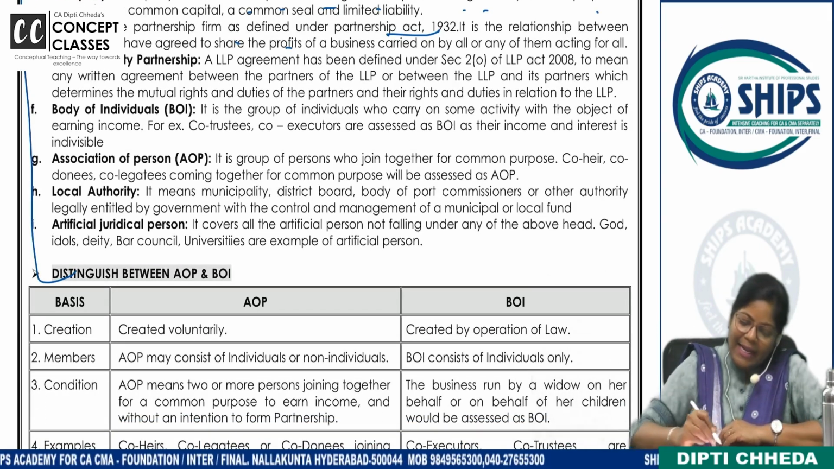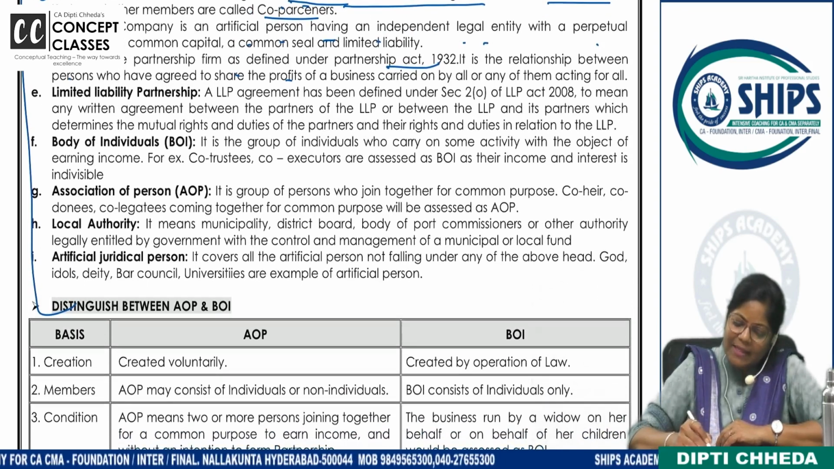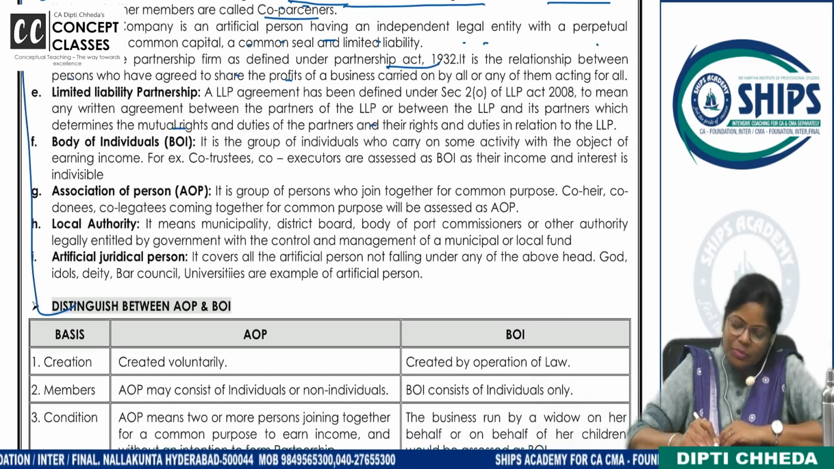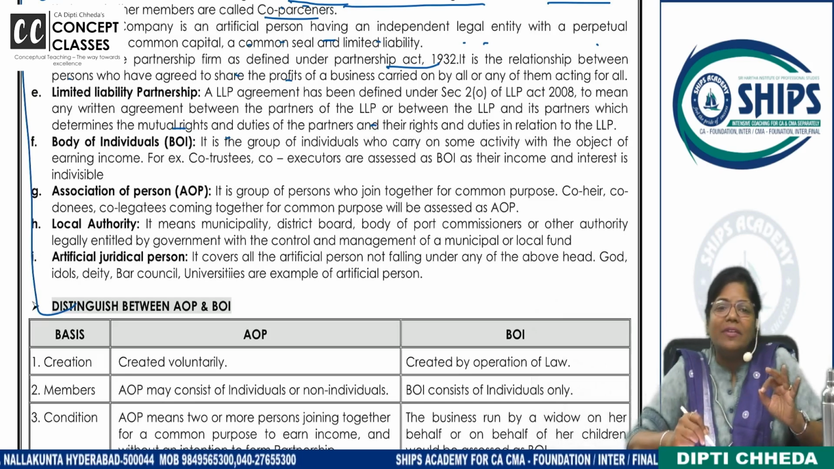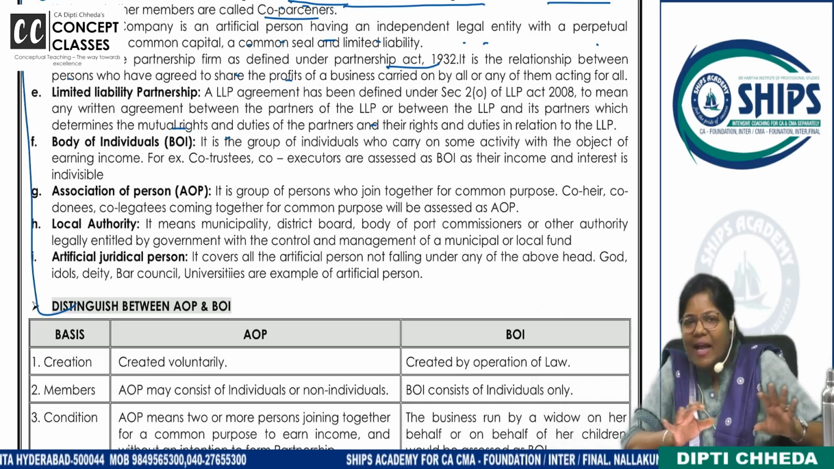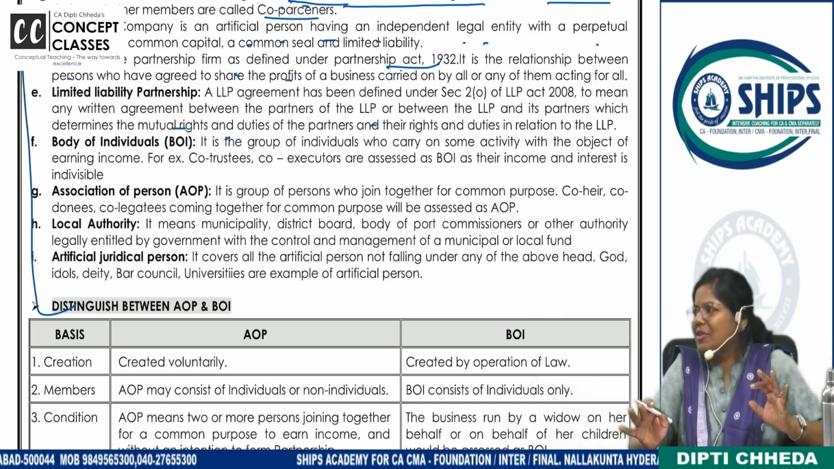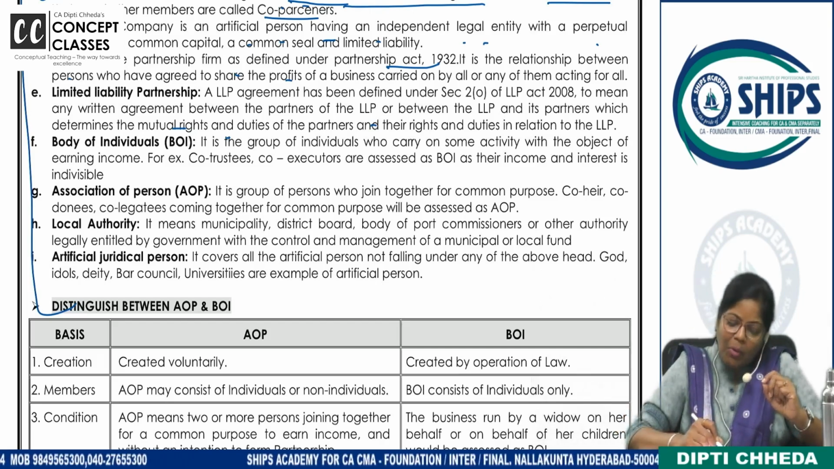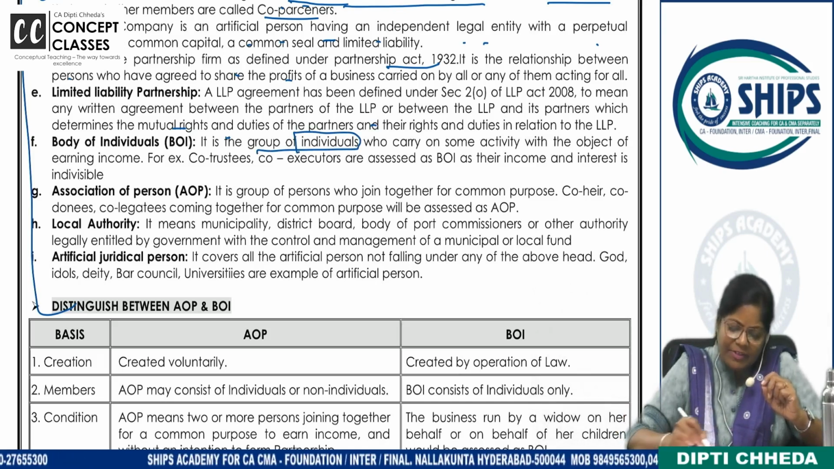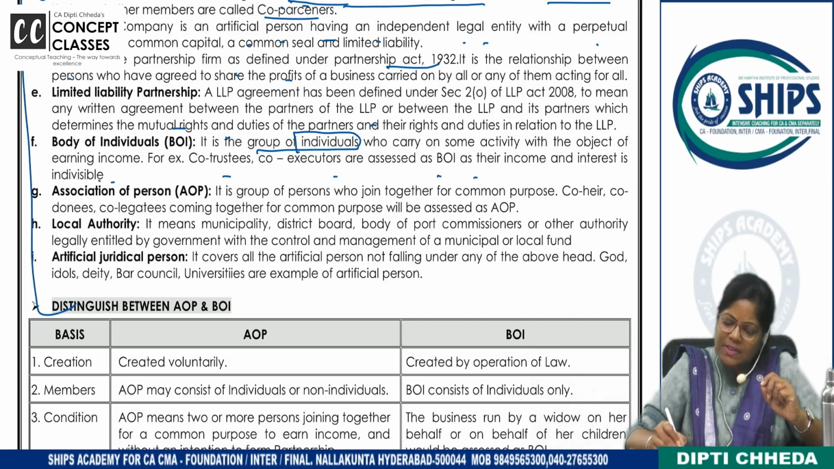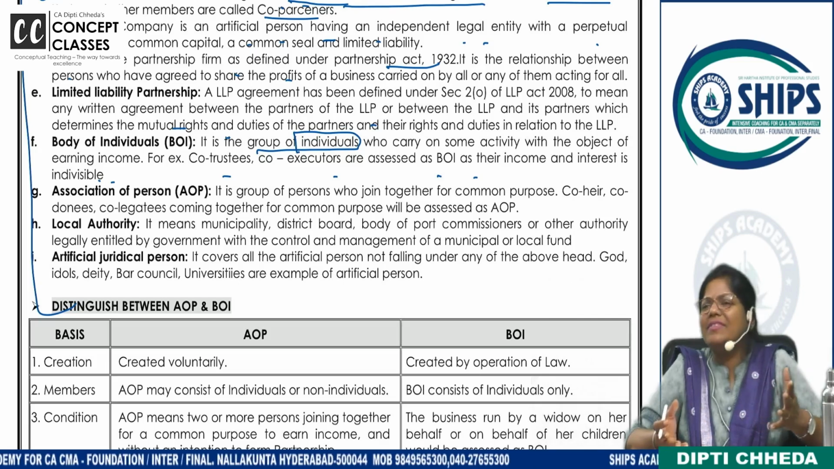Okay. LLP, we have seen firm. LLP is an agreement written between partners and mutual rights and all are there. LLP, the biggest benefit is the liability of the partner is limited. I am not responsible for what other partners are doing in their capacity. Body of individuals is group of individuals who carry on some activity with a common object of earning, co-trustees, co-executors and all. And their income and interest is indivisible.